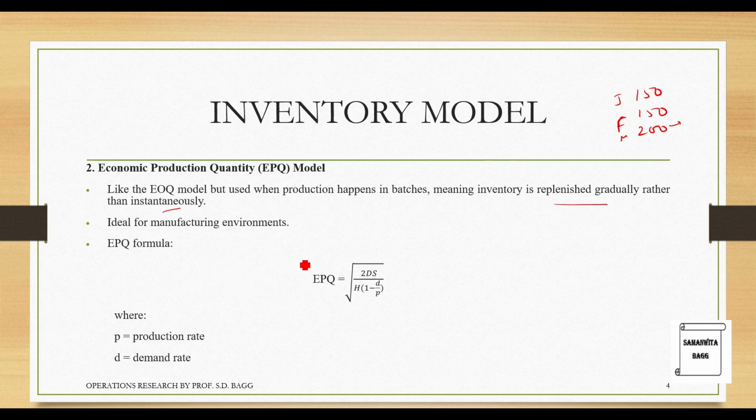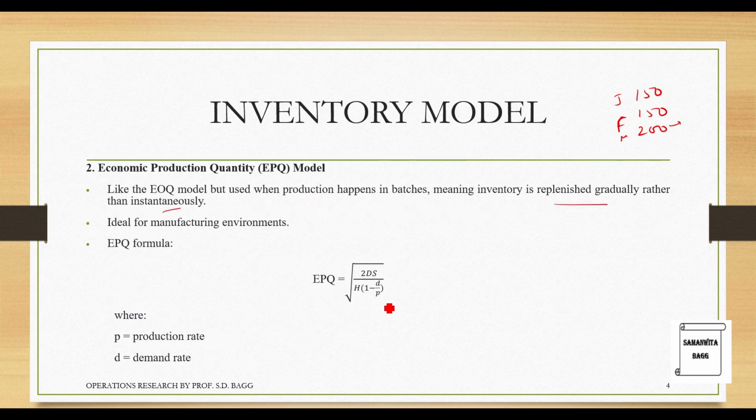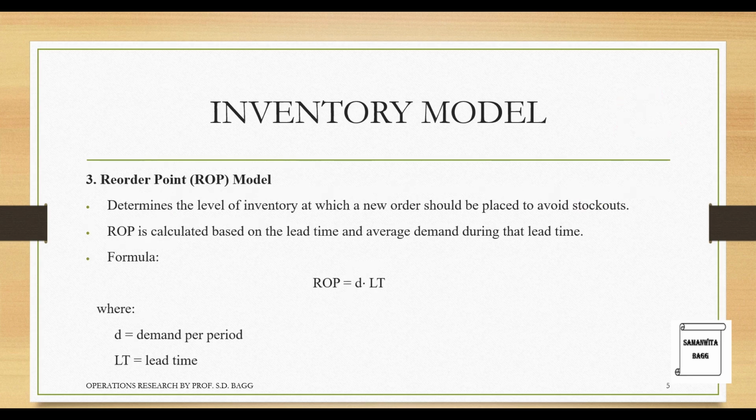So EPQ formula is root of 2 D S upon H into 1 minus small d by p. D, S and H. These terms are the same as the one which you saw over here. So what is small d and small p? Small p stands for production rate and small d stands for demand rate. So based on that you can calculate.